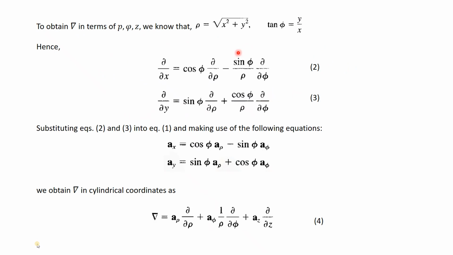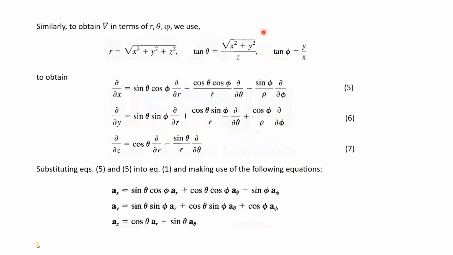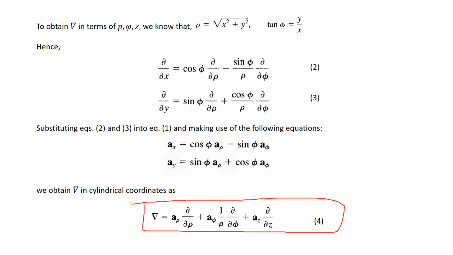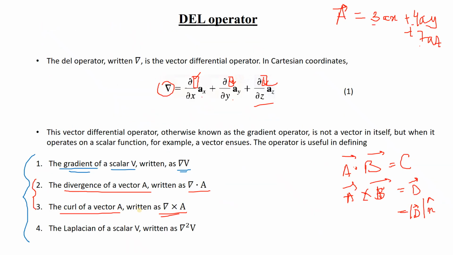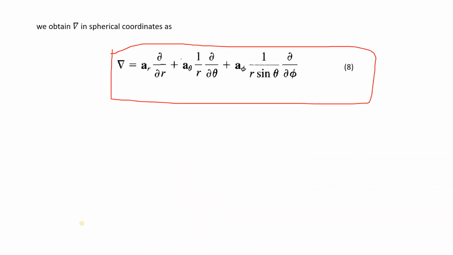Now the conversion from Cartesian to cylindrical and spherical, all of you have seen, because I have explained it to you in the class. In a similar fashion you have to apply it, and then you will get this particular spherical coordinate del operator. The same goes for cylindrical: this is the del operator represented in the cylindrical coordinate system, and this is the del operator represented in the spherical coordinate system.